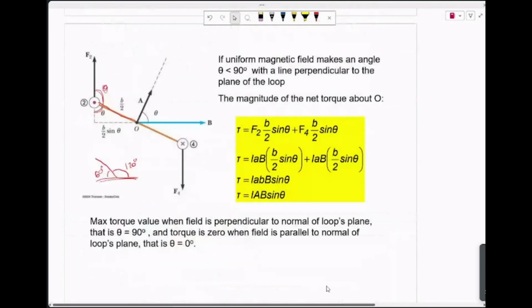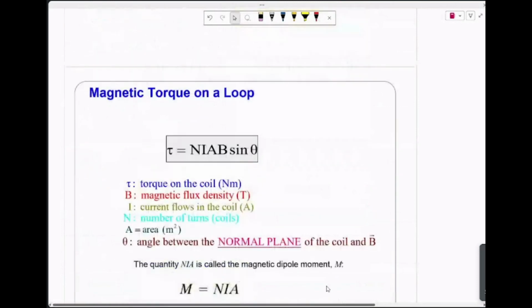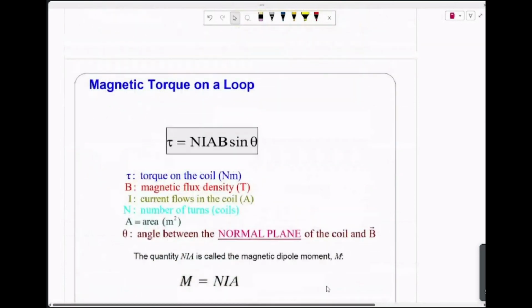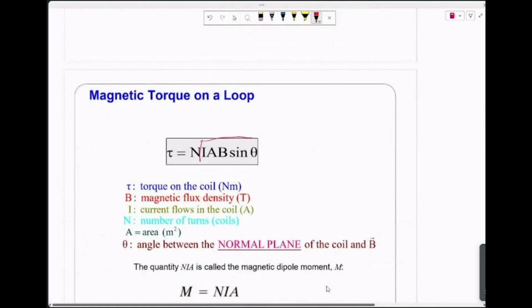So if it's 0 and also 180, it's going to be the same. Okay. So this is the equation that we established just now. This is torque.